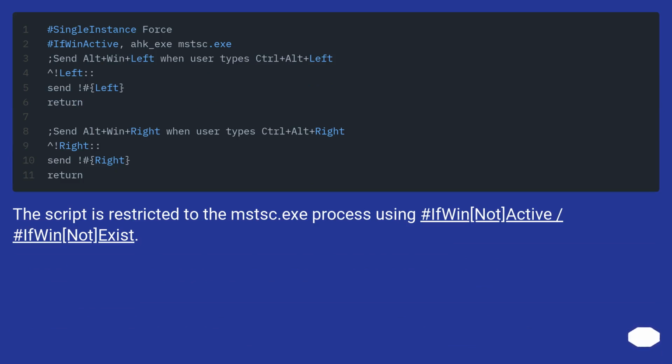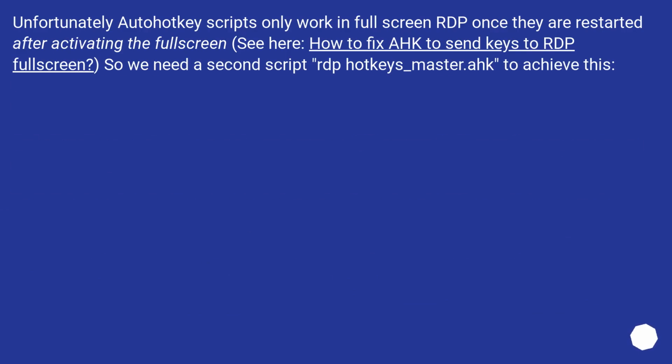The script is restricted to the mstsc.exe process using #IfWinActive, #IfWinExist. Unfortunately, AutoHotkey scripts only work in full screen RDP once they are restarted after activating the full screen. See here, how to fix AutoHotkey send keys to RDP full screen? So we need a second script rdp hotkeys_master.ahk to achieve this.